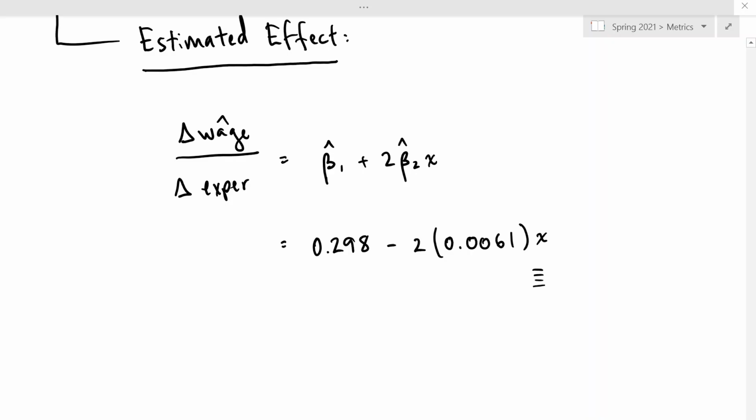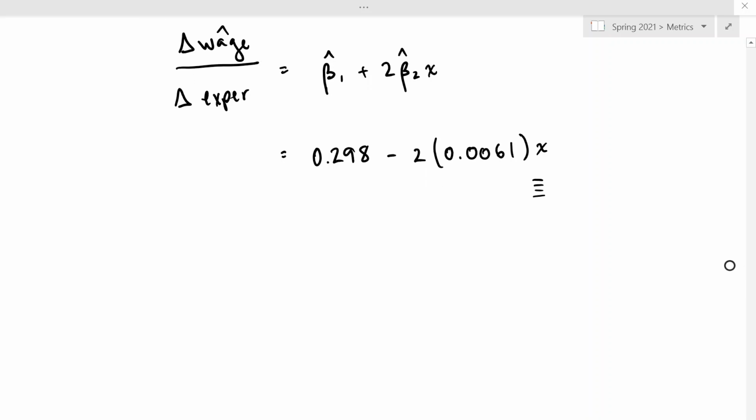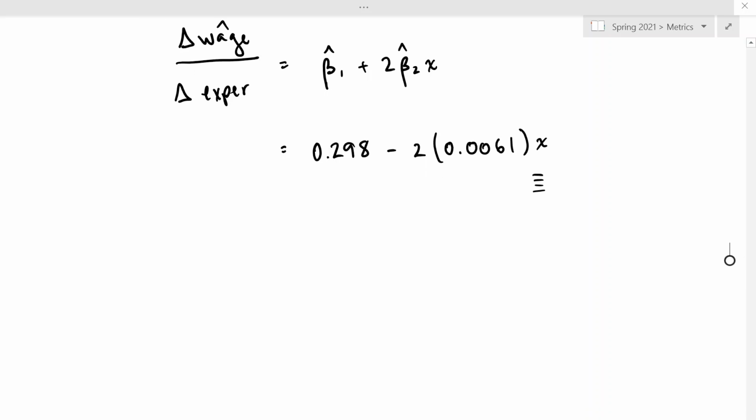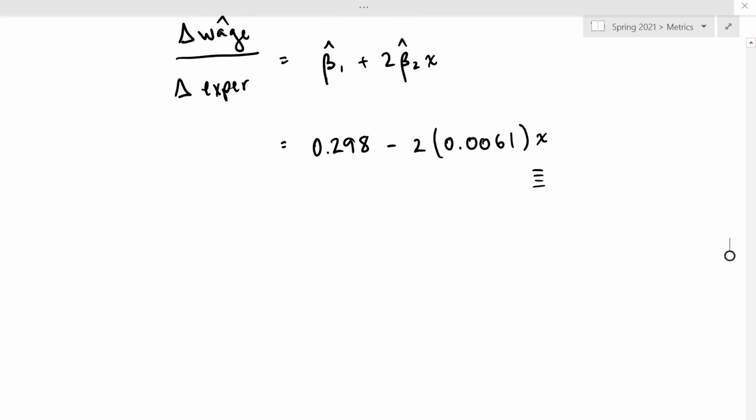So if you want to interpret the output from a regression here, it actually depends on where you start. It depends on if you're going from 1 year of experience to 2, or 2 to 3, or 3 to 4, or 20 to 21. And so what I want to show you is how we can think about that, if you wanted to estimate or display the precise effects.